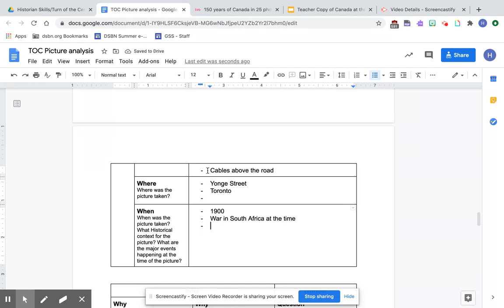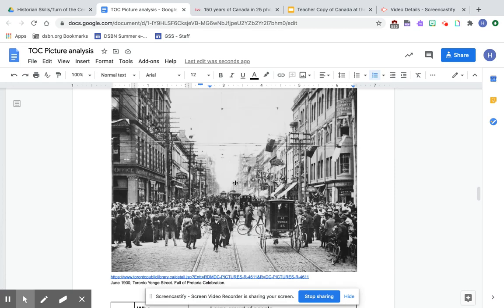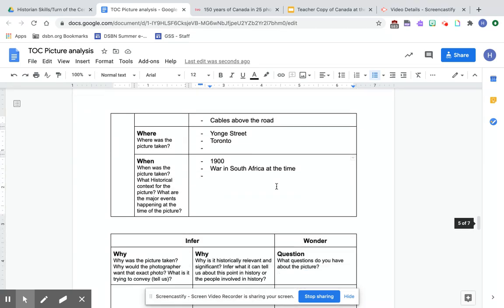Well, we can look and we see there's a lot of British flags. So what does that tell us about context? So Canada is very much tied to its British ancestry.